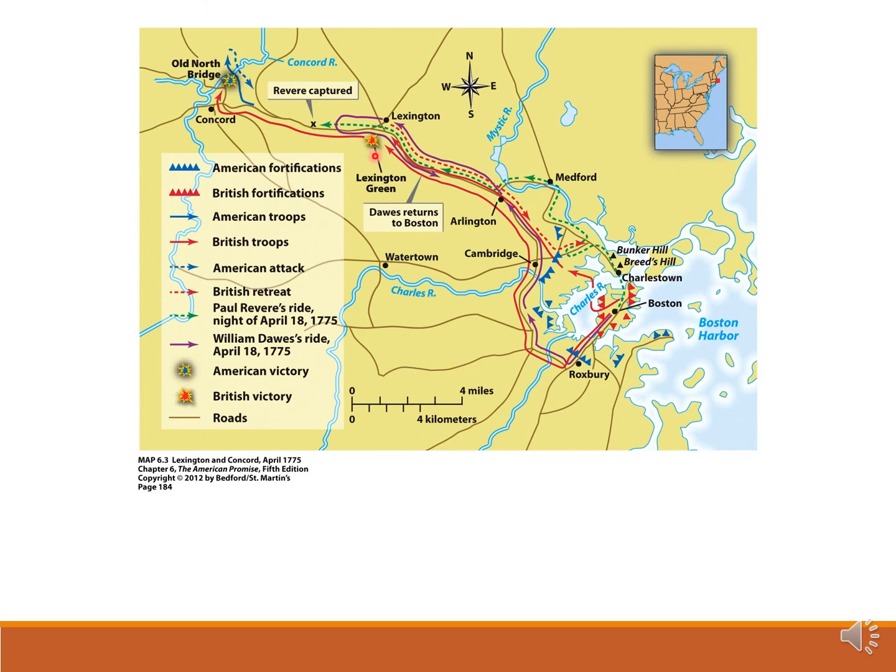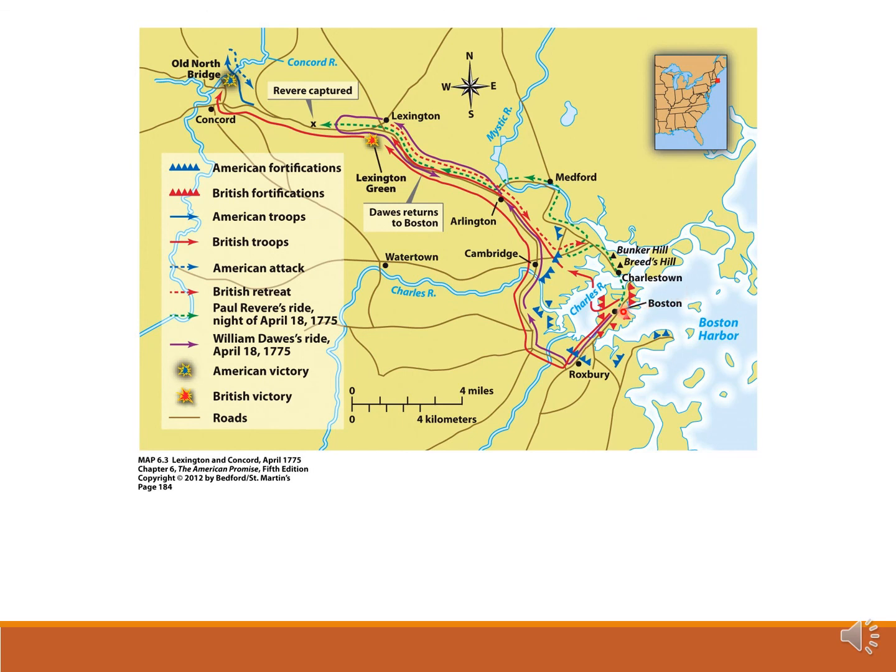Lexington Green, you can see here, is considered a British victory. The Concord battle is considered an American victory. After Concord, the British are forced to retreat back to Boston, and that is when they are ambushed by a lot of American militiamen, and that's where a lot of their deaths will take place.